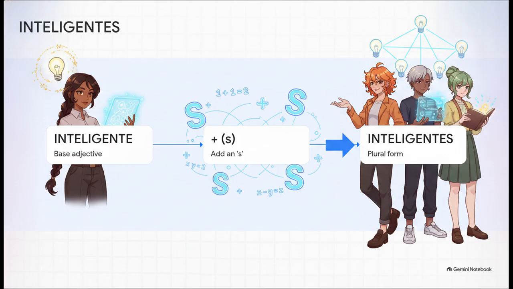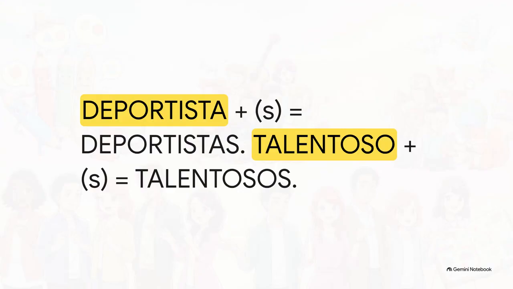It's just simple addition. And this brilliantly illustrates how this one simple rule just cascades across so many of our vocabulary words. Look at deportista, meaning sports-minded or athletic. It ends in an A. Add an S, and boom, deportistas. Look at talentoso, meaning talented. It ends in an O. Add an S, and you get talentosos. So whether your group is heavily into sports or incredibly gifted in the arts, as long as the base word ends in a vowel, your formula remains exactly the same. Just add S. Super easy, right?